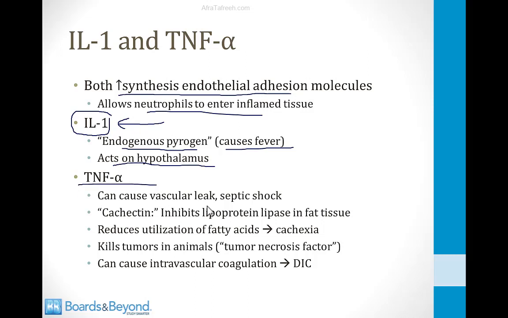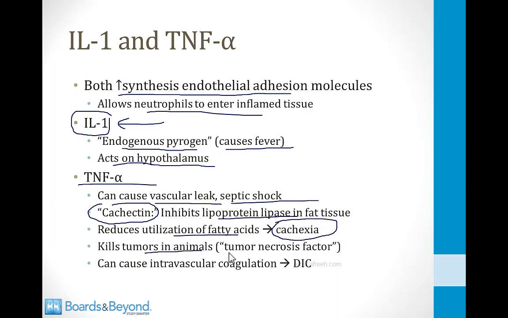Tumor necrosis factor alpha can cause vascular leak. It's one of the reasons people can develop septic shock when they have an overwhelming infection. TNF alpha is called a cachectin because it inhibits lipoprotein lipase in fatty tissue. The result is there's reduced utilization of fatty acids, and this is why people can become cachectic when they have an infection. Tumor necrosis factor alpha has been shown to kill tumors in animals.